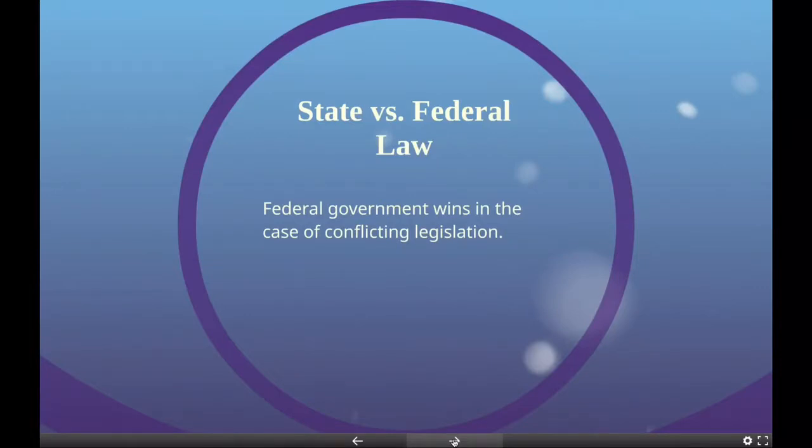The law that applies to situations where state and federal laws disagree is called the Supremacy Clause, which is part of Article 6 of the Constitution. The Supremacy Clause contains what's known as the doctrine of preemption, which says that the federal government wins in the case of conflicting legislation.